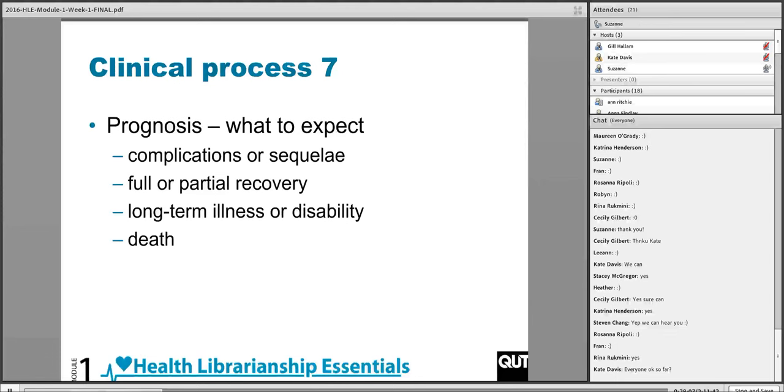So clinicians need to know the potential complications, also known as sequelae, which is just a fancy word for complications, of diseases, and how likely the patient is to experience these, whether the patient is likely to make a full recovery, a partial recovery, or be facing living with a chronic illness for the long term, or whether it's likely the disease will even end in the death of the patient.